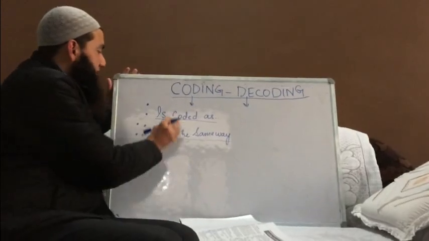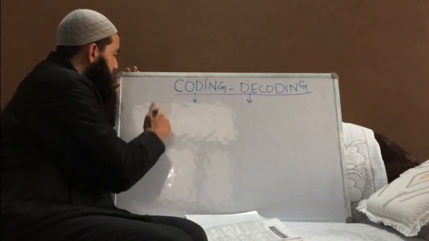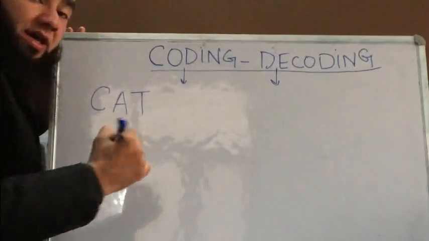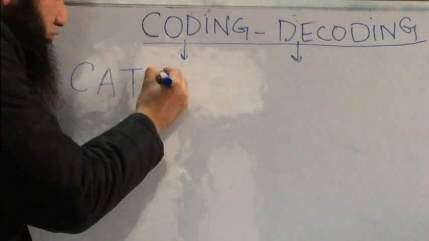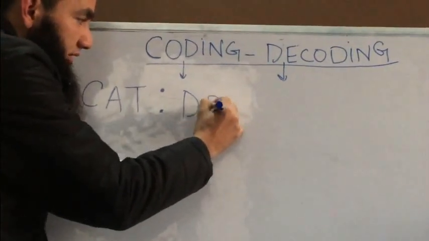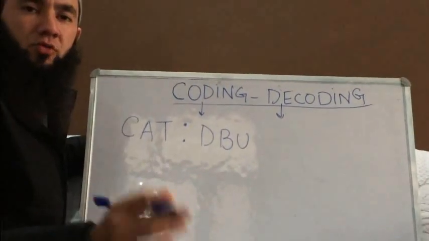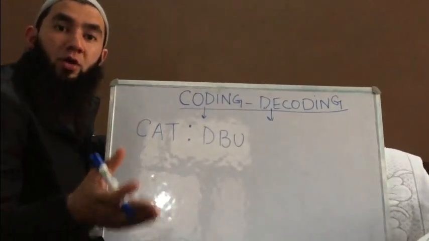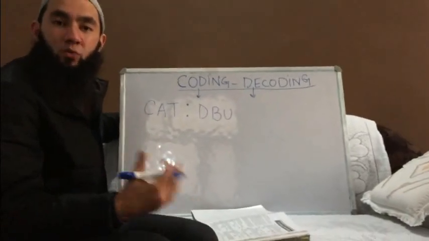Here I have one more example with me. The first basic example I'll be sharing with you is, let's say, cat is coded as, and instead of writing "is coded as", I'll be using these two dots. Cat is coded as DBU. If I ask anyone, do you know what is cat? Most probably they'll say yeah, we know what a cat is. But if I ask you what is DBU, can you answer it? I'm sure no one will be able to understand what this DBU is.